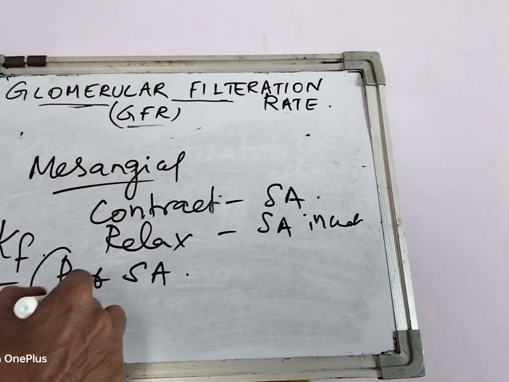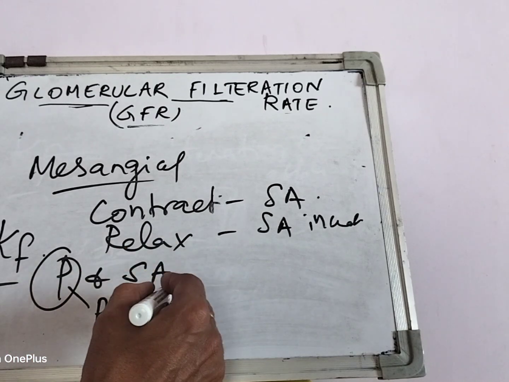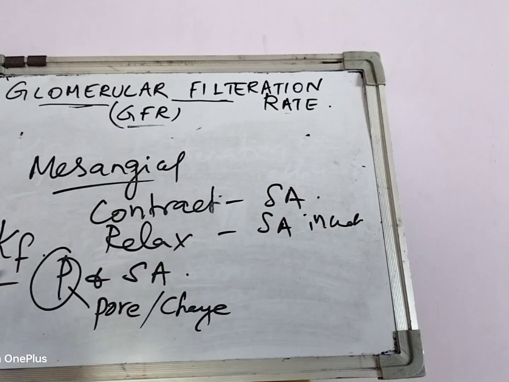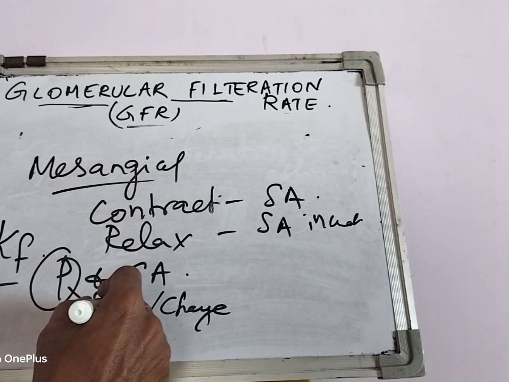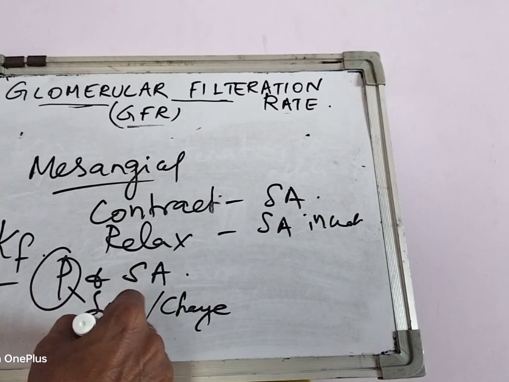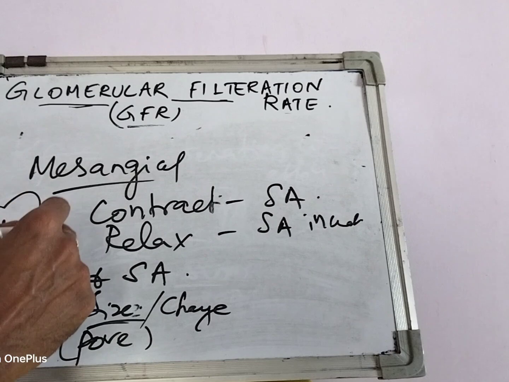Permeability in turn is governed by two factors. One is the size of the particle, and another is the charge of the particle. Size in turn depends on the size of the pore. The pore size allows the minimum size particles, and if the size is bigger, it will not allow the large size particles. So these are the factors governing the KF.